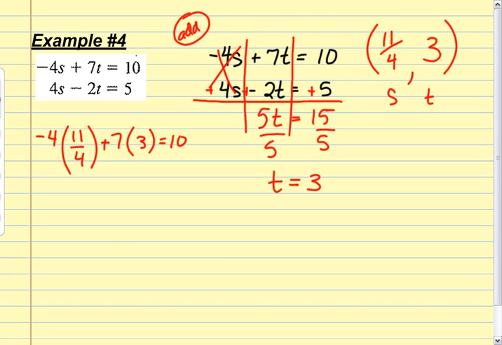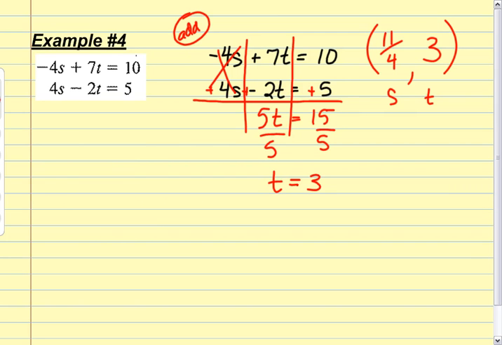When I multiply those, the 4's cancel and I get negative 11 plus 21 equals 10. Well, that's true. 10 equals 10. Negative 11 plus 21 is 10. All right. So it worked for the first one, but remember, for it to be a solution, it has to solve both of them.